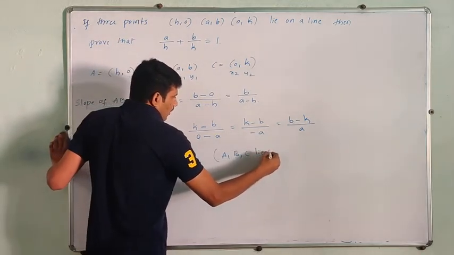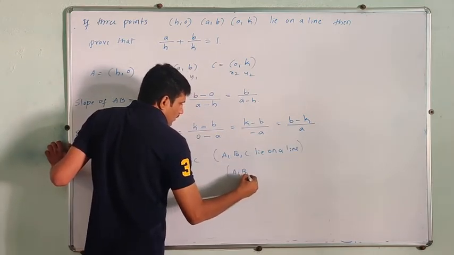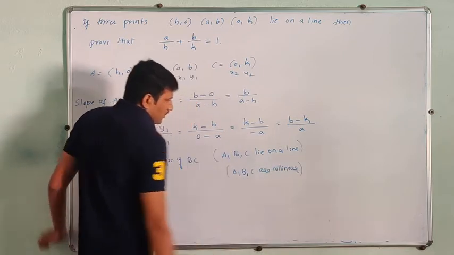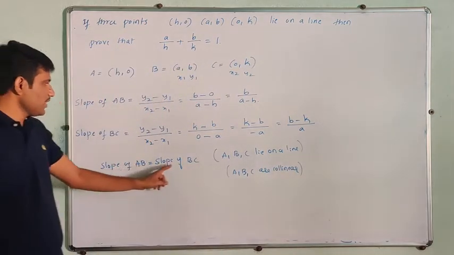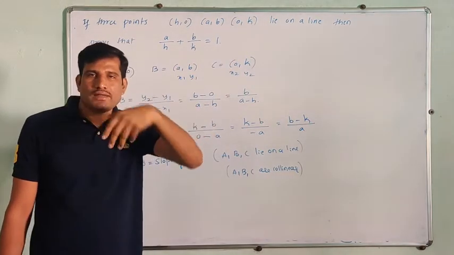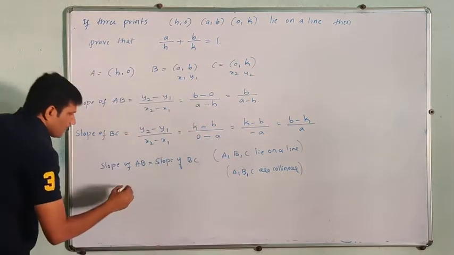ABC lie on a line. That is, ABC are collinear. That is given, right? So slope of AB is equal to slope of BC because ABC lie on a line. Lie on a line means what? ABC are collinear. So what is the slope of AB?